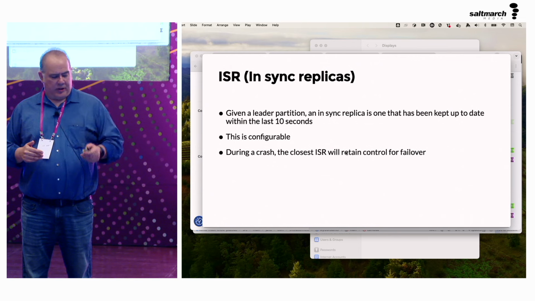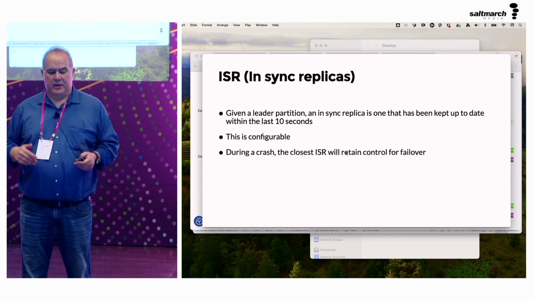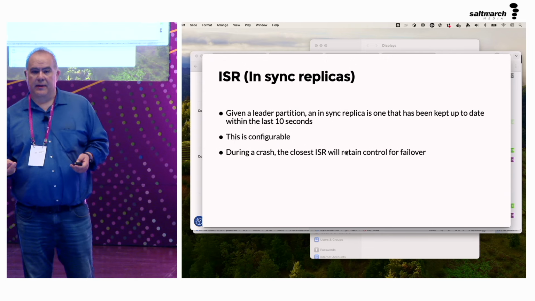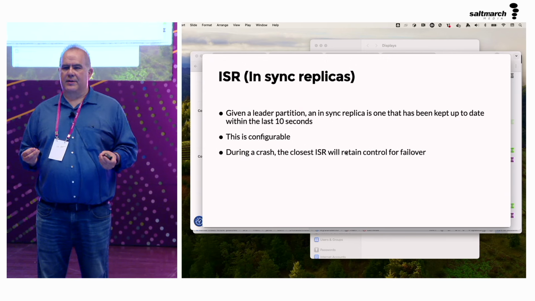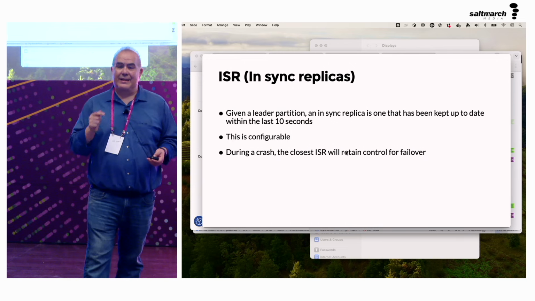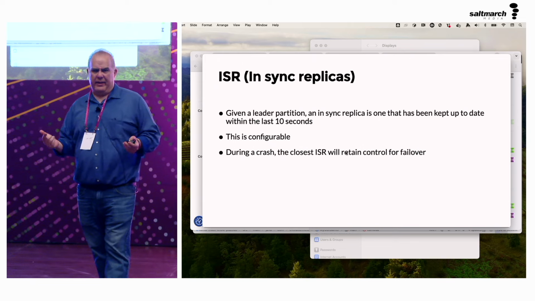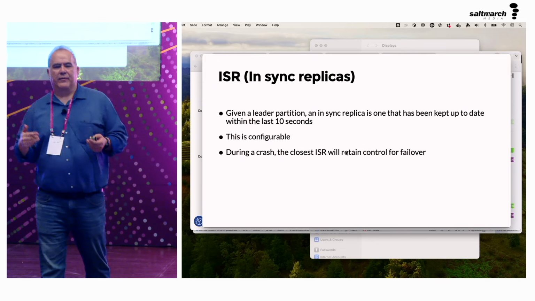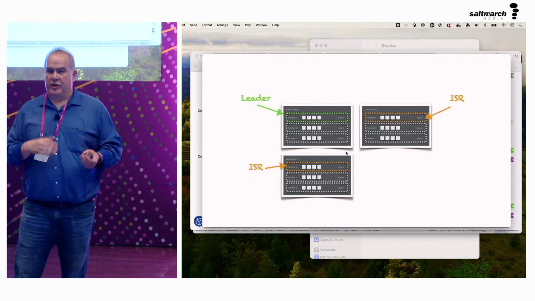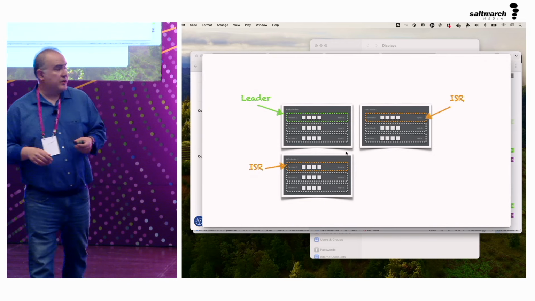I have some more information here, but I think I'm getting close to it. There's things called ISRs, which are replicas that are in sync. The notion of this, and I told you what replicas are, they are the backups, but they need to be in sync within the last 10 seconds or so. If it isn't, then they are not going to be candidates for any kind of leadership. And that's the way Kafka works internally.